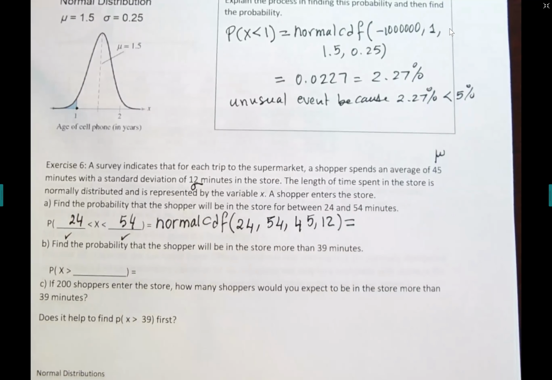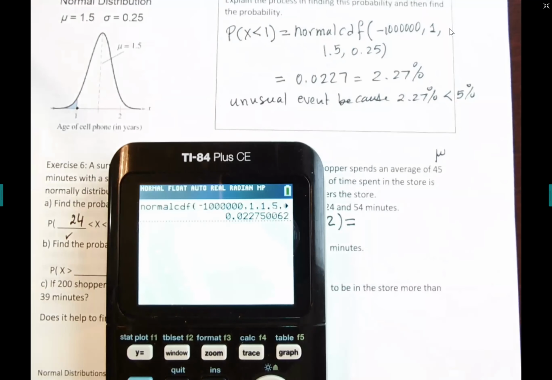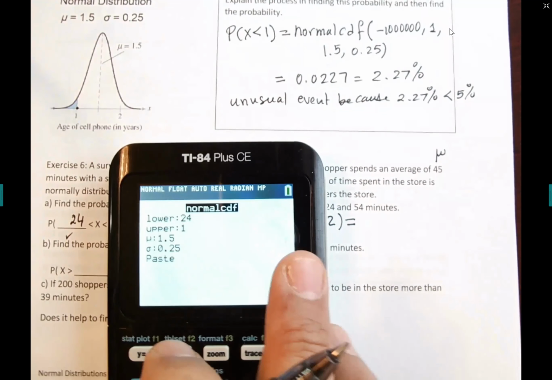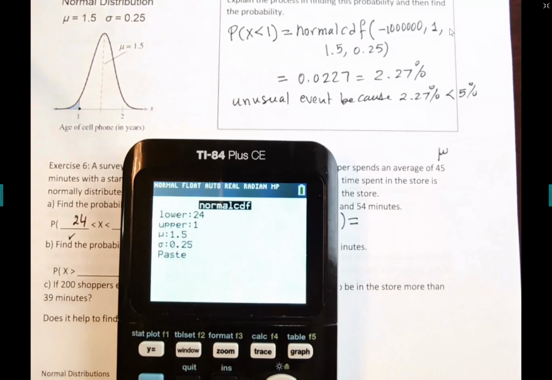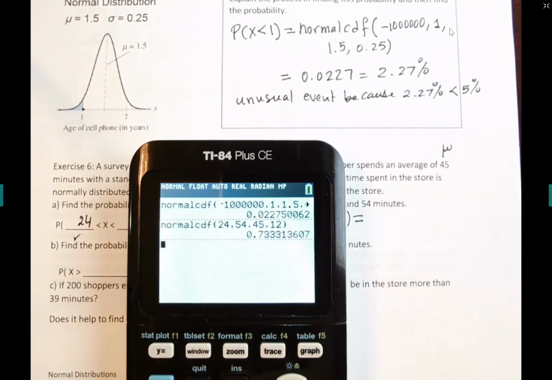Okay, let's do it. Second, distribute, normal CDF, 24. And then I have 54. Then you have a mean of 45, standard deviation of 12, and the answer 0.7333.